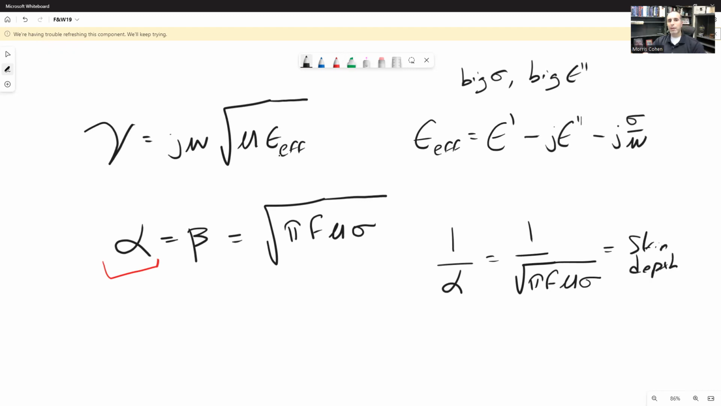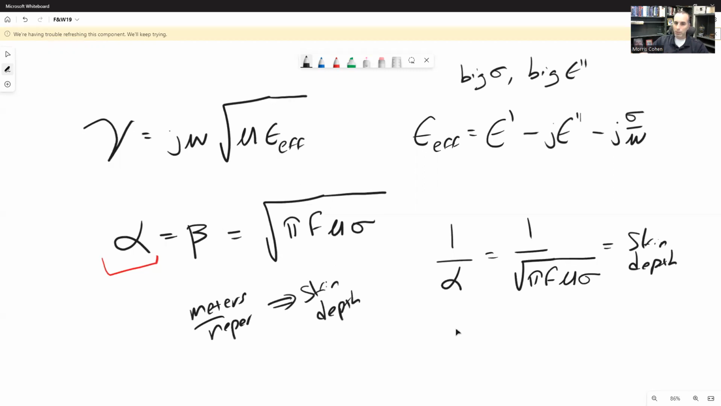Right? So let's think about what alpha is. Alpha is an attenuation rate in nepers per meter. If we flip that over, it's what we might call meters per neper. That is basically the skin depth. So the skin depth is basically how far into the material can you go before you have a 1 over e reduction in your electric field. And so the skin depth is basically a measure of how deep you can penetrate a radio wave into a good conductor.